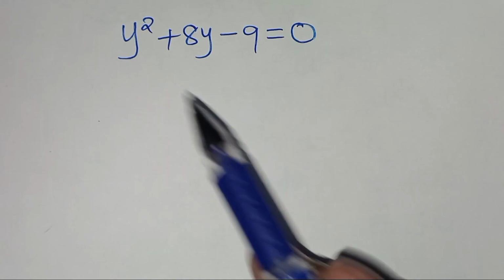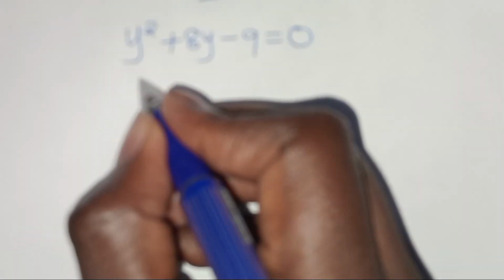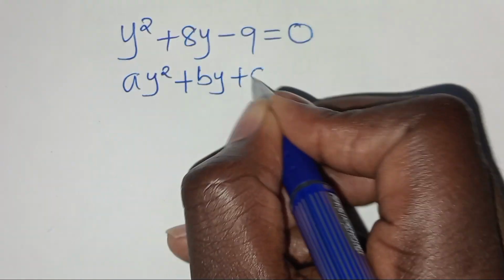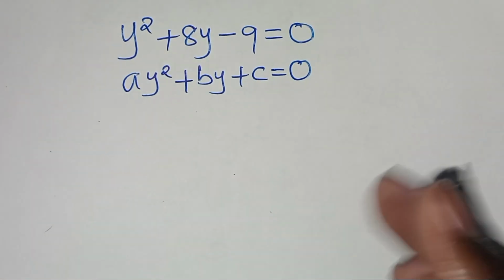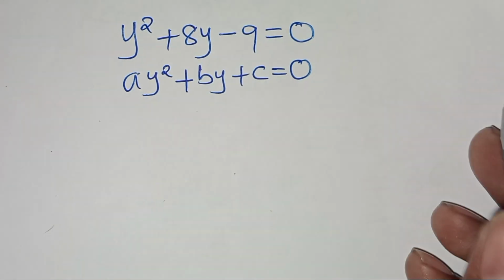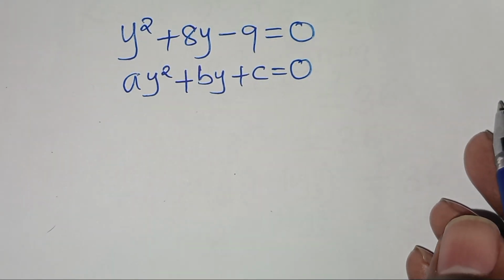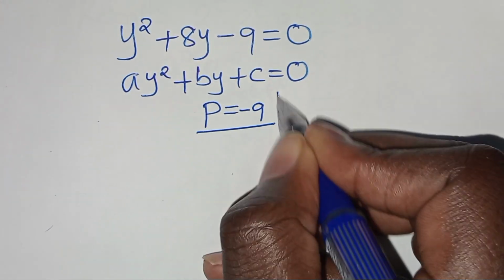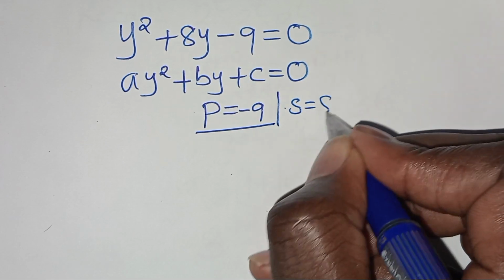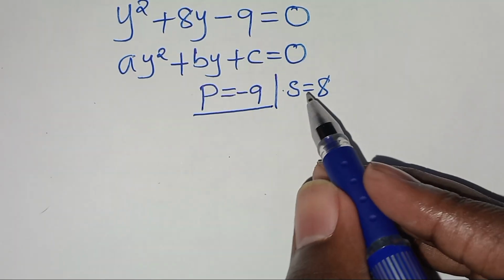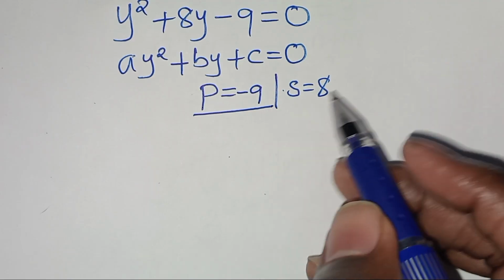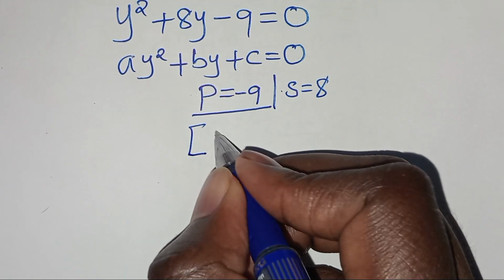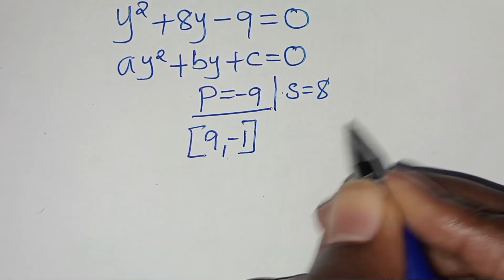Now we have a quadratic equation here of the form ay squared plus by plus c, this is equal to 0. We can solve this quadratic equation by applying the factorization method. In this case, we have the product equal to minus 9 and the sum equal to 8. So we can identify those two factors so that if we multiply, we have minus 9. If we sum, we have 8. So these two factors are 9 and minus 1.